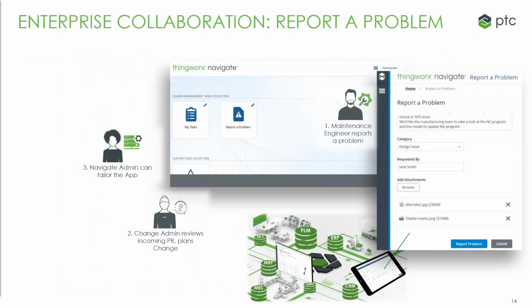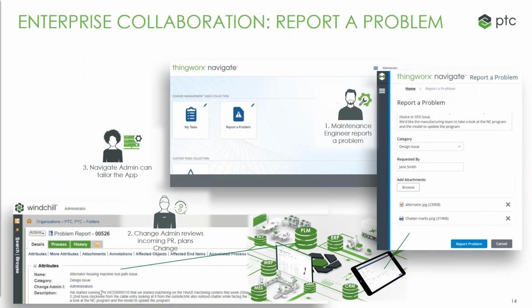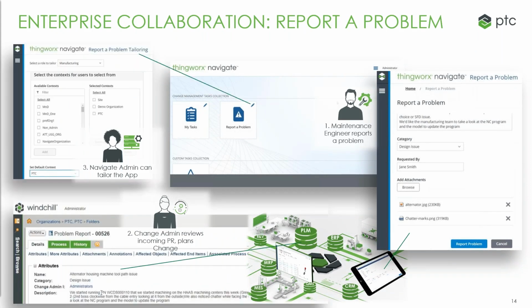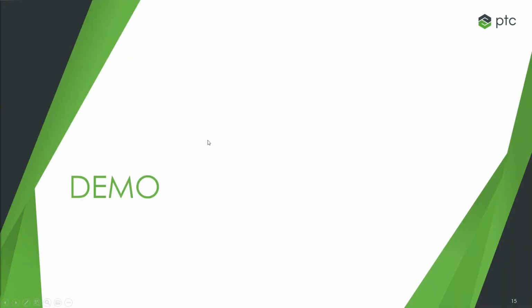And similarly, reporting a problem. Okay, so I can launch the report a problem app, which basically creates a problem report object inside Windchill. Okay, so I can choose where that context goes. I can fill in some information, add some attachments, and kick off that process through a Navigate app rather than having to log into Windchill. Okay, so let's have a look at that.